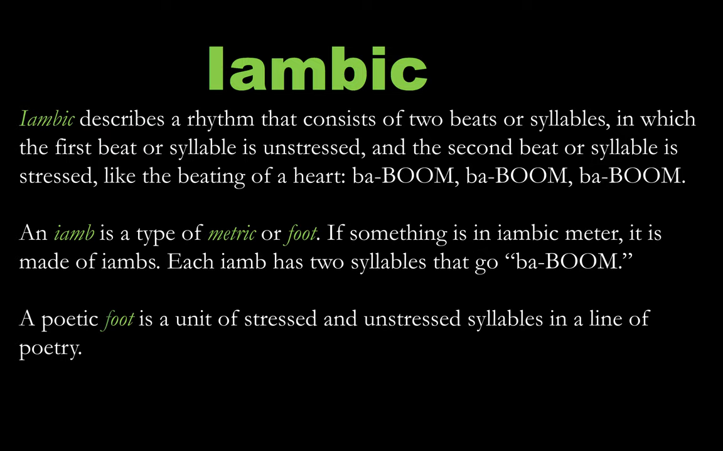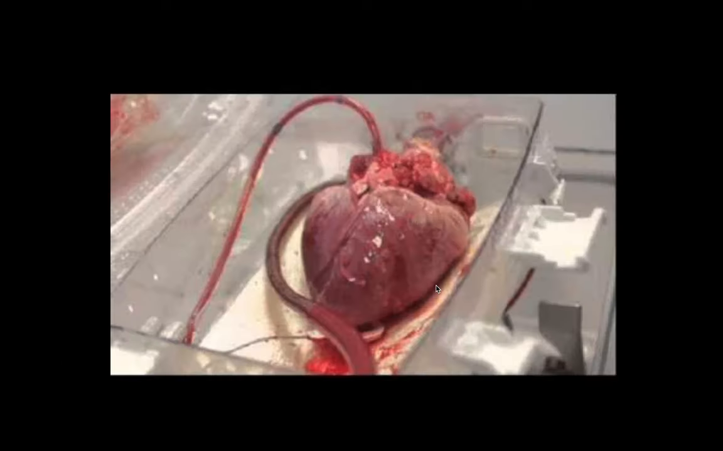Now, a poetic foot is a unit of stressed and unstressed syllables in a line of poetry. So basically, it's just a word or a set of syllables that has an unstressed and stressed syllable in it, in any number of combinations.